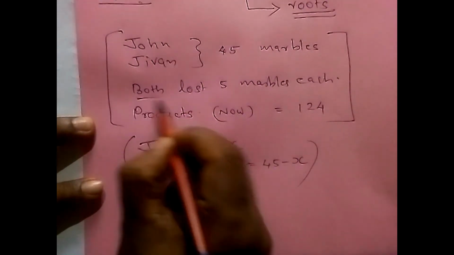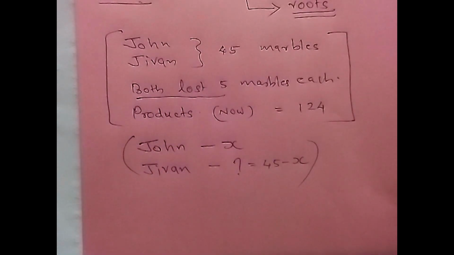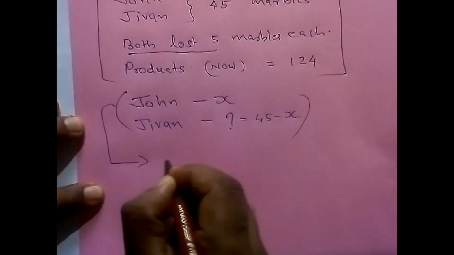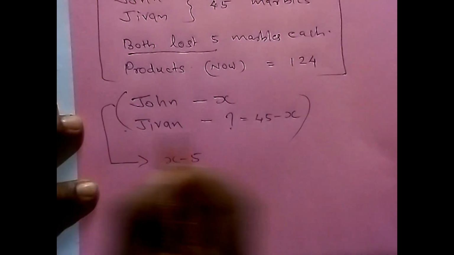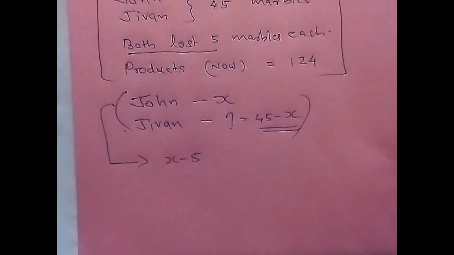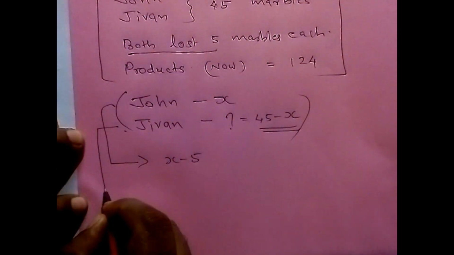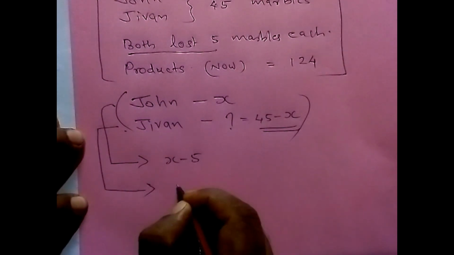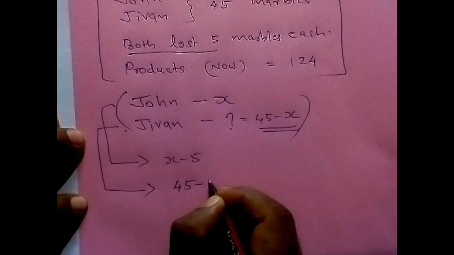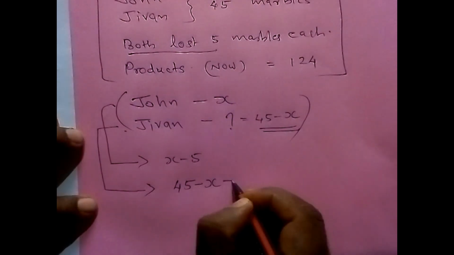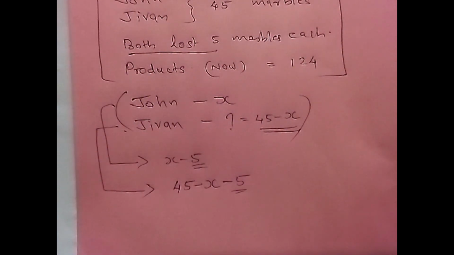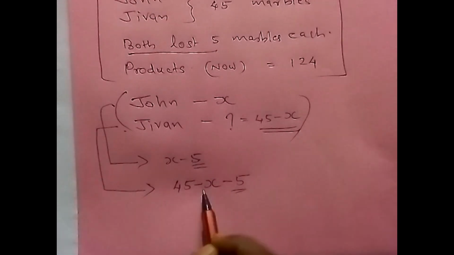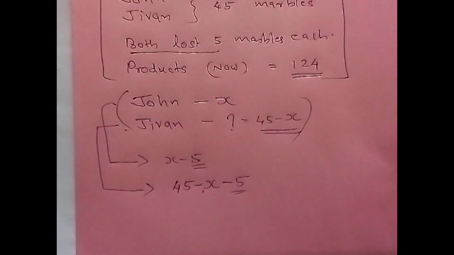Now what happened? Both of them lost 5 marbles each. So John's number will now be x minus 5, because he lost 5 marbles. Jeevan is having 45 minus x marbles, but he also lost 5 marbles, so Jeevan now has 45 minus x minus 5 marbles. And the product of these two numbers is given as 124.